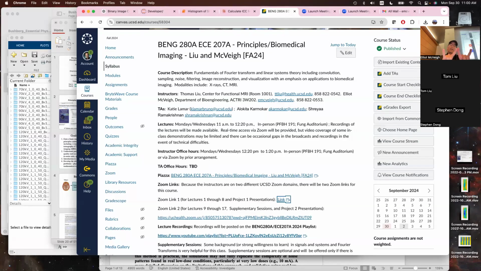We divide it up so that I do CT and Dr. Liu does MRI. Both of us have been doing research in MRI since the late 80s. No, not Tom. Sorry, that's me. Tom, probably late 90s. I don't know when he started. He's younger than me.